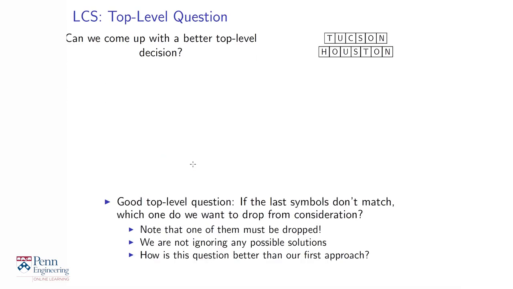So that lets us come up with a better top-level decision. If the last symbols don't match, we have two possibilities. We could drop the last symbol from the first string from consideration, or we could drop the last symbol from the second string from consideration, and we'll consider both possibilities. Of course, if they match, based on the lemma we just proved, we'll just use the last symbol in the longest common subsequence and recurse on the remaining strings. And we are not ignoring any possibilities here, because if the last symbols do not match, we do have to drop at least one of them. They cannot both be in the longest common subsequence.